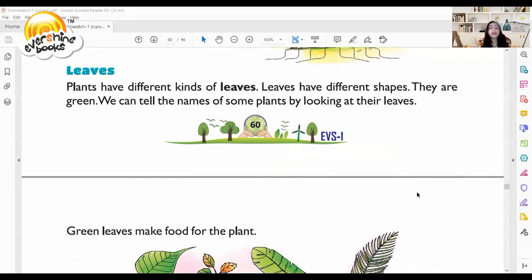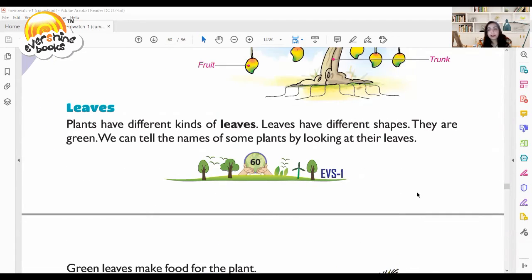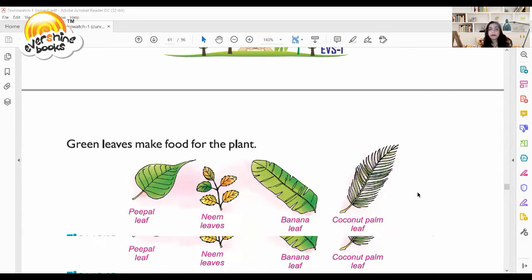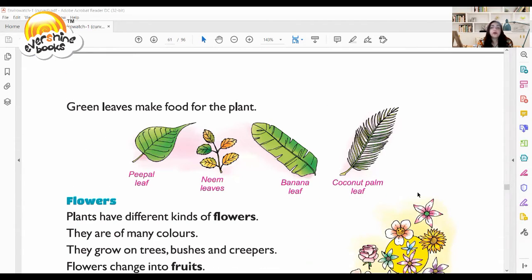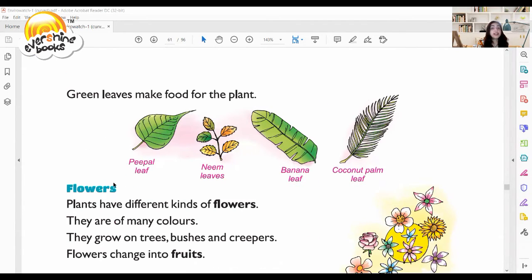Let us talk about leaves. Plants have different kinds of leaves. Leaves have different shapes. They are green. We can tell the name of some plants by looking at their leaves. Green leaves make food for the plant. So you can see the leaves here: peepal leaf, neem leaves, banana leaf, coconut palm leaf.